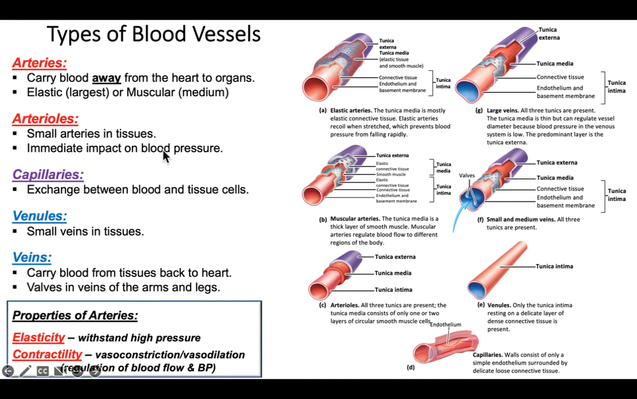And I want to point out this right here. Arterioles have the greatest impact on overall blood pressure. The reason is you've got so many little arterioles. So when these little arterioles dilate, that can lower your blood pressure. When these blood vessels constrict, that can help raise your blood pressure.